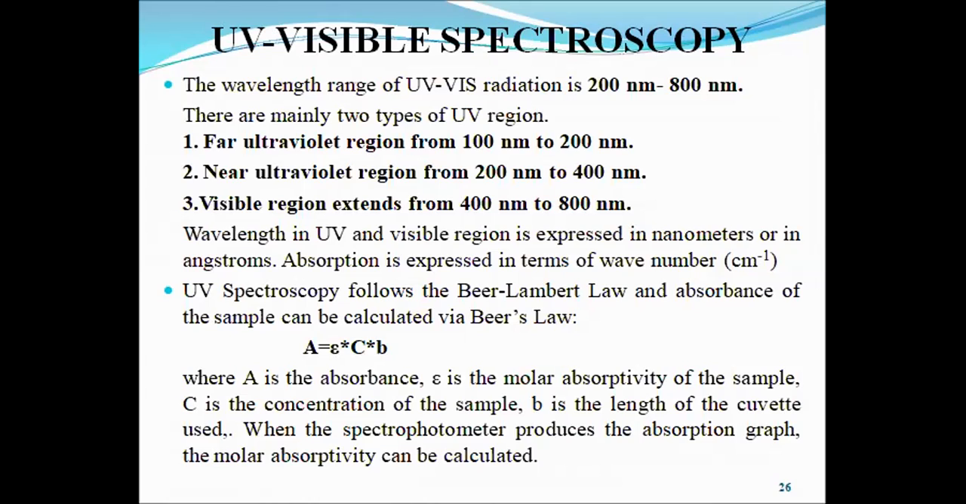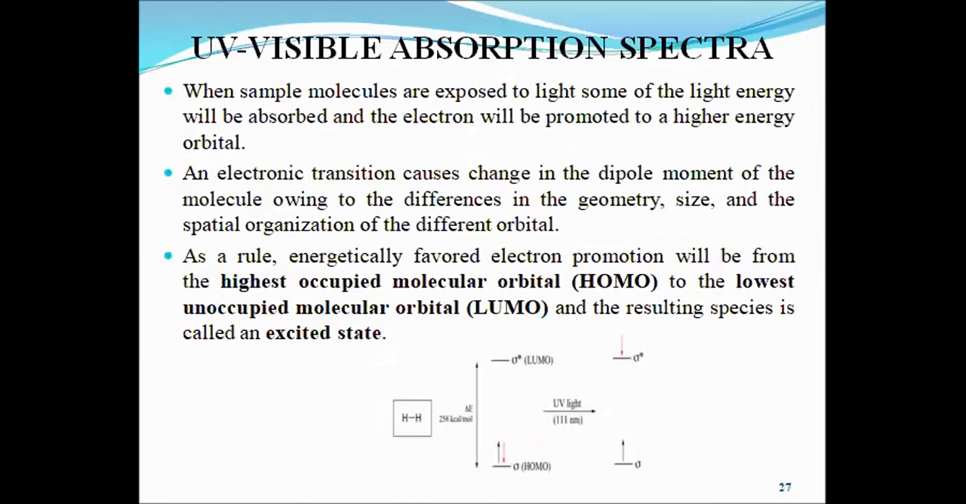The ultraviolet spectroscopy follows the Beer-Lambert law, and the absorbance of a sample is calculated by A equals epsilon into C into B, where A is the absorbance, epsilon is the molar absorptivity of the sample, C is the concentration of the sample, and B is the path length of the cuvette or the cell which is used. When the spectrophotometer produces the absorption graph, the molar absorptivity, that is epsilon, can be easily calculated. The mathematical derivation of this law we have studied in the previous video lecture on Beer-Lambert's law.